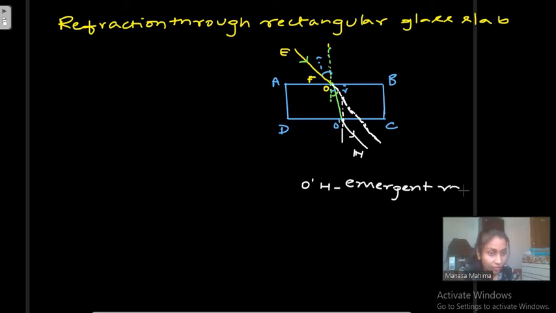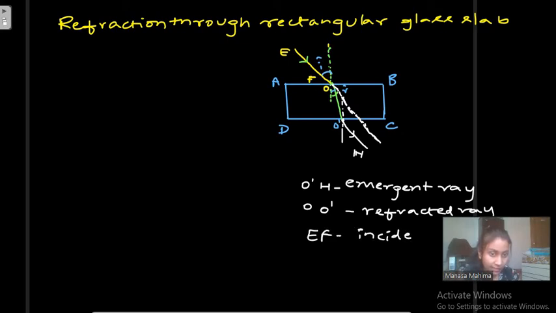Okay, you will call that ray the emergent ray. This O prime is the refracted ray, correct? It is the refracted ray, and EF represents the incident ray, correct?